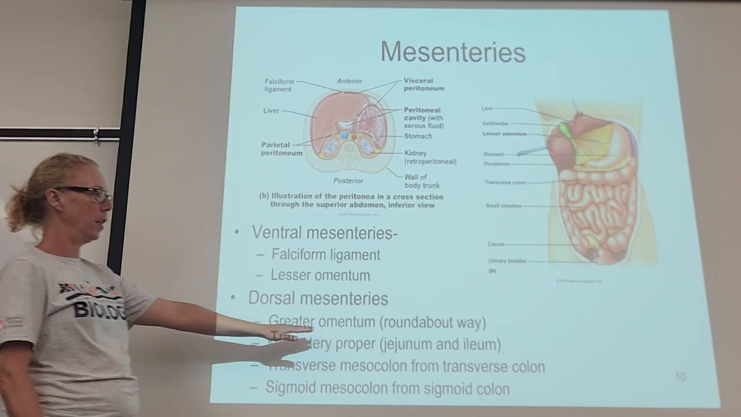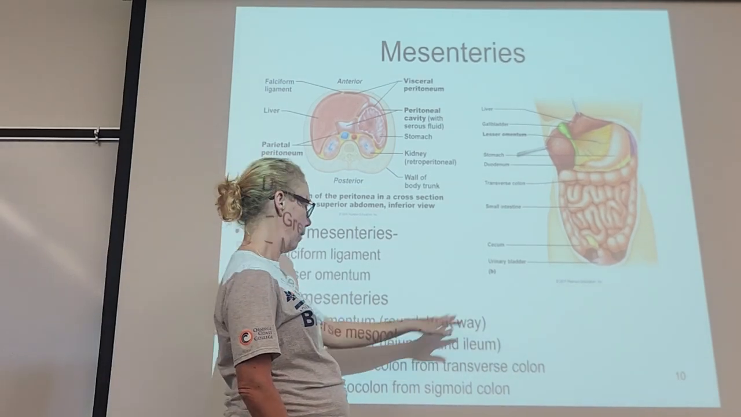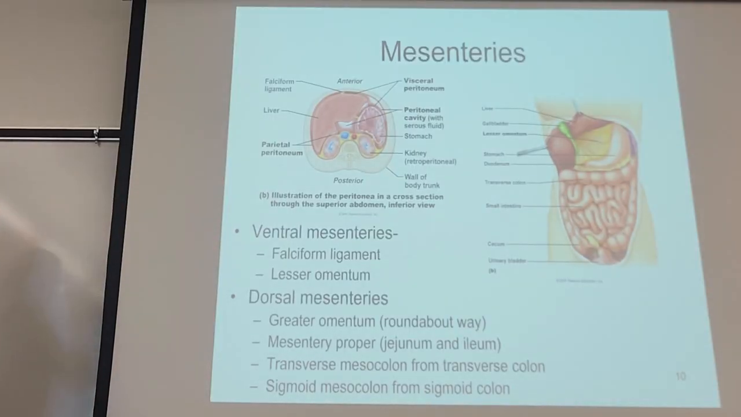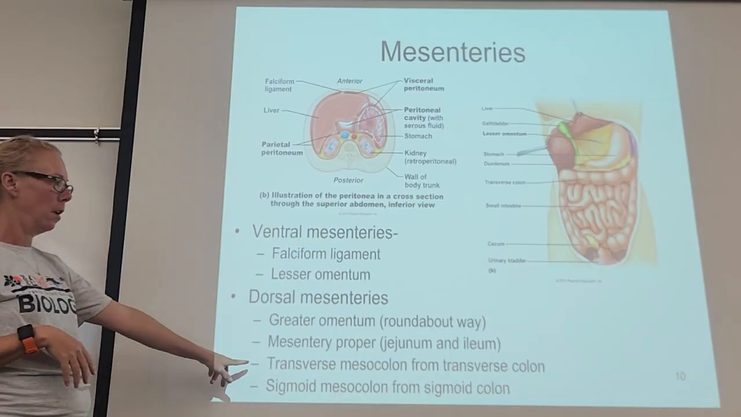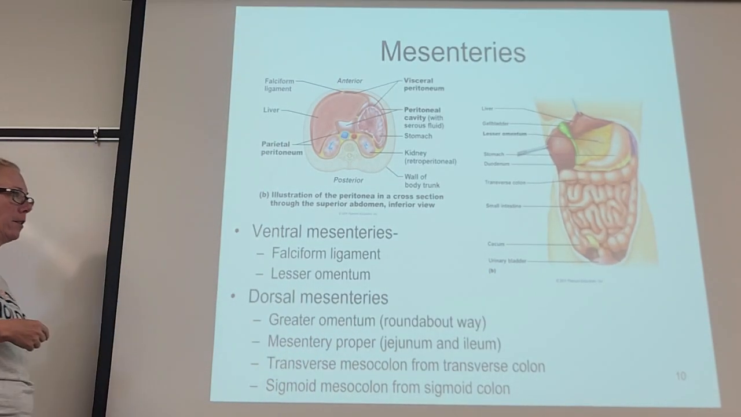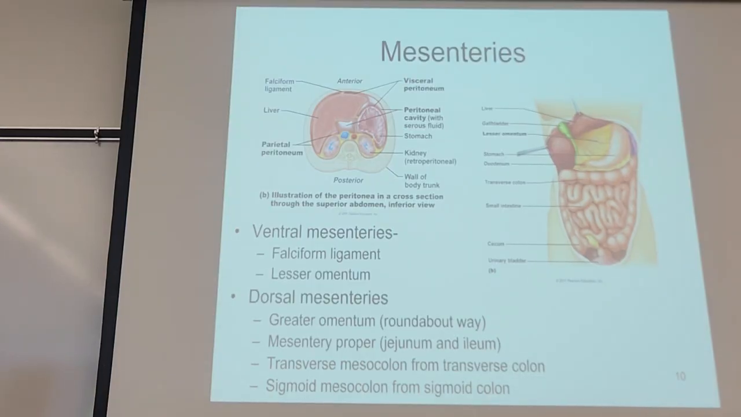So the jejunum and the ileum, we know the last two parts of the small intestine, they have mesentery proper. So when you spread out the intestines of the cat, you saw this kind of clear membrane type material. That was mesentery. And in that were blood vessels and nerves. Okay. The transverse colon, okay, it's never really depicted on pictures, but it has its own mesentery called the transverse mesocolon. And then the sigmoid colon has its own mesocolon as well. Okay. So again, all just to provide stability for these organs in the large abdominal cavity.